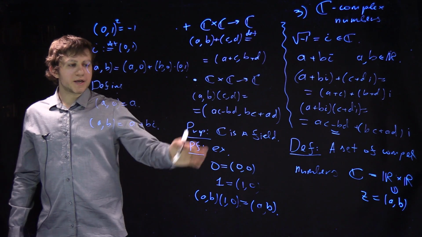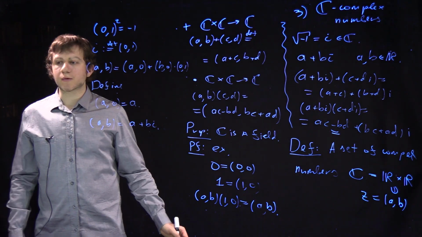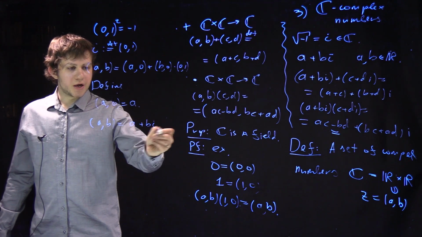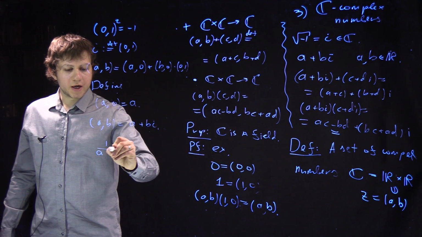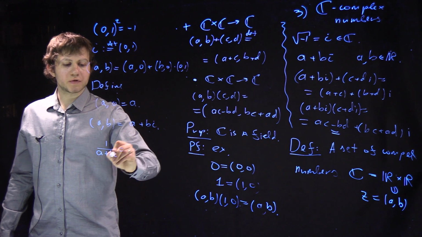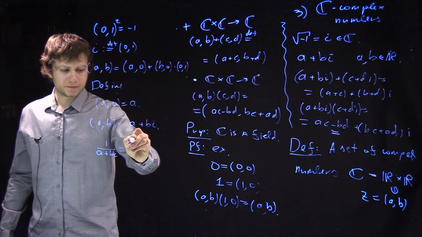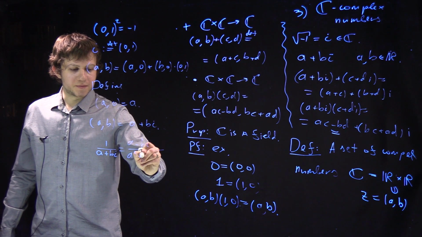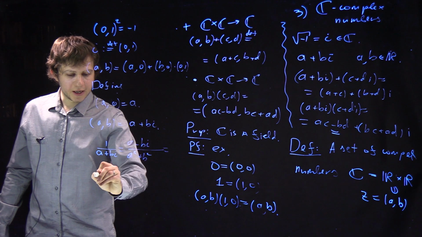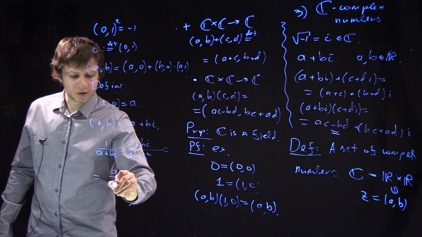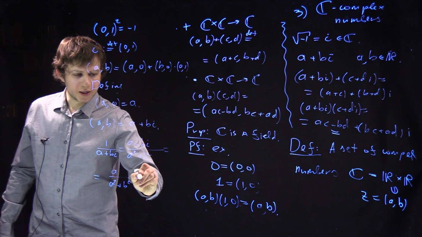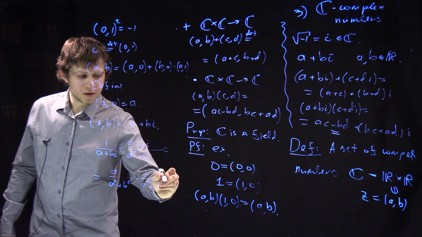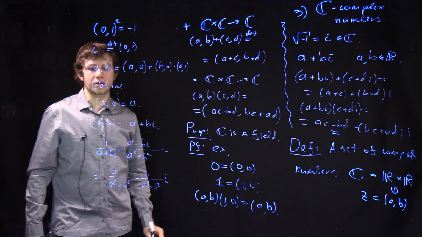And to check all the axioms, maybe the most interesting one is the existence of an inverse. And so what is the inverse of a + bi? So 1 over a + bi. The usual trick is to divide and multiply by the conjugate, and we get (a - bi) divided by (a squared + b squared), which is a over (a squared + b squared) minus b over (a squared + b squared) times i. So in this way we can divide complex numbers.